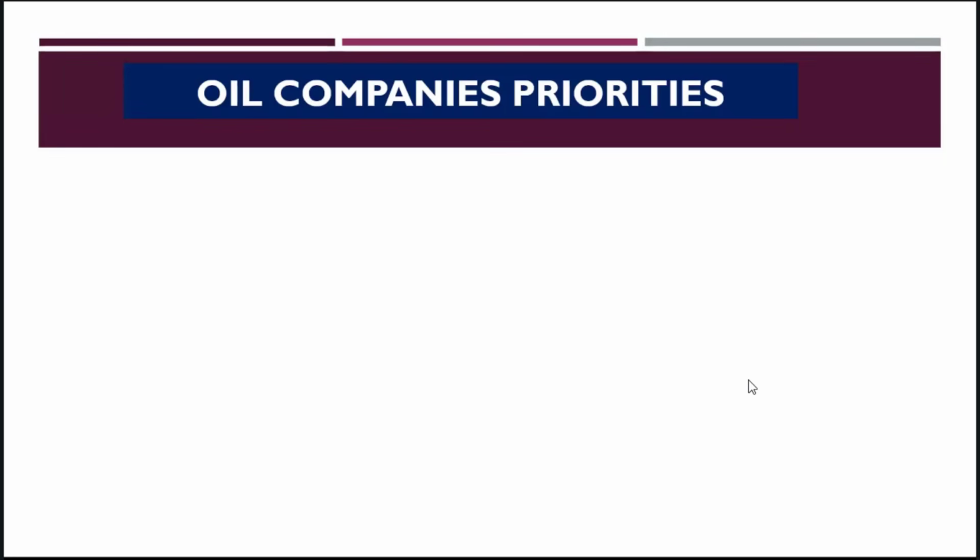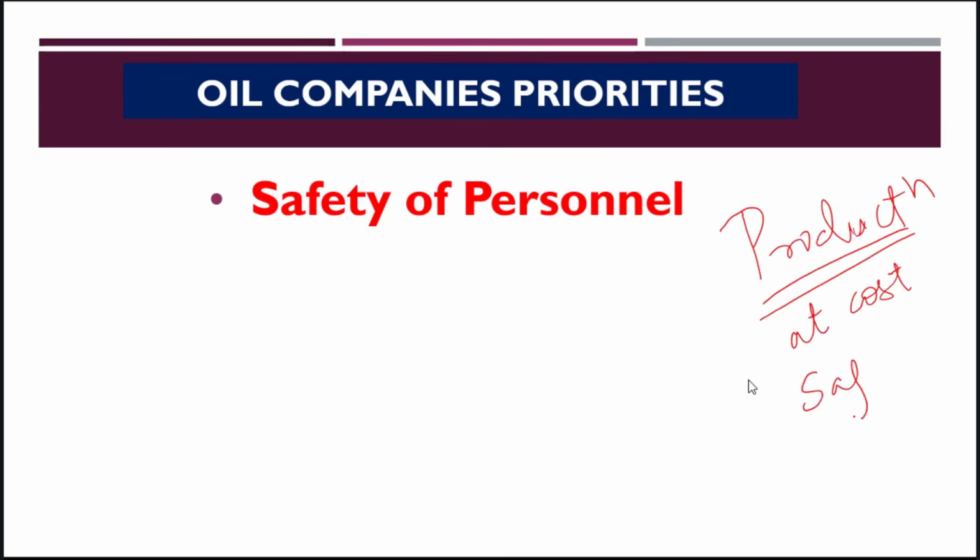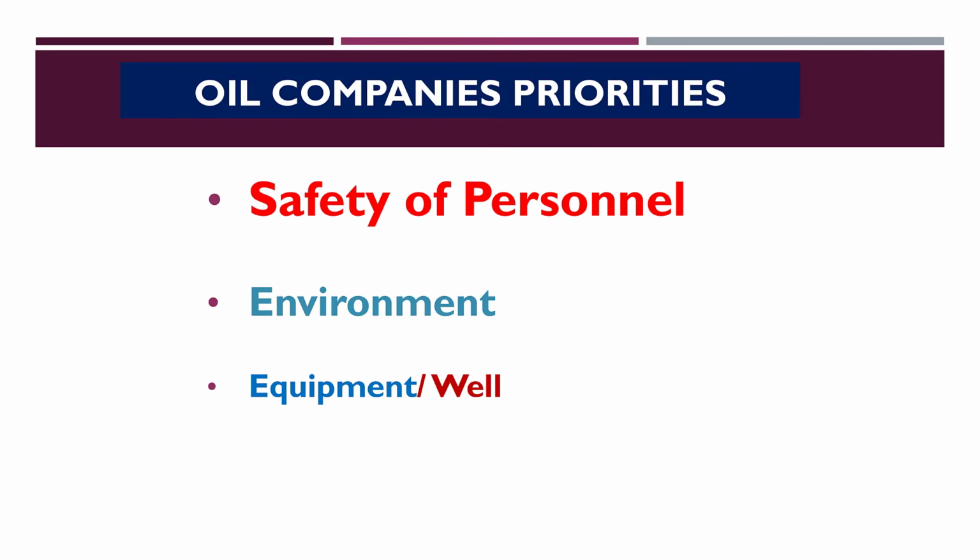Whenever any drilling operation is going on, what are the priorities for our oil companies? Their aim is to do production of crude oil. They need to do production, but they cannot do this at the cost of safety. They have to keep in mind the safety of people, because of the process called optimization.